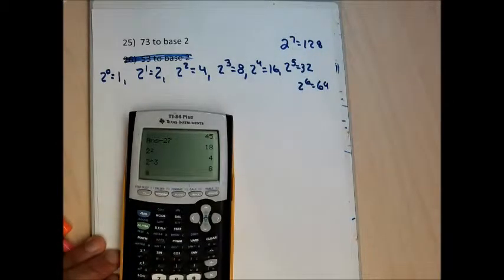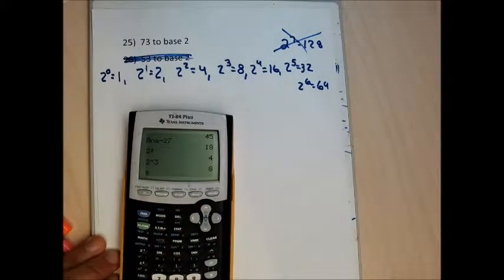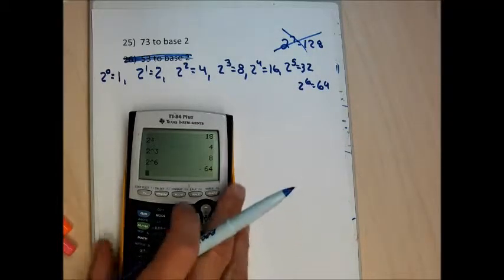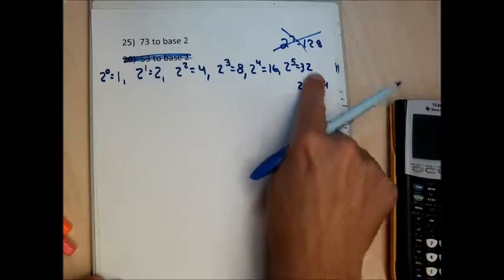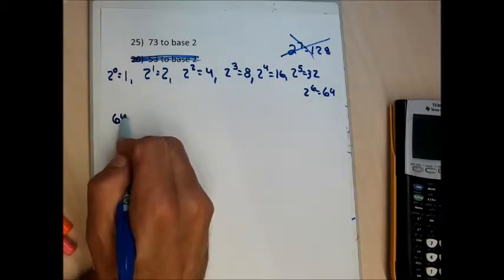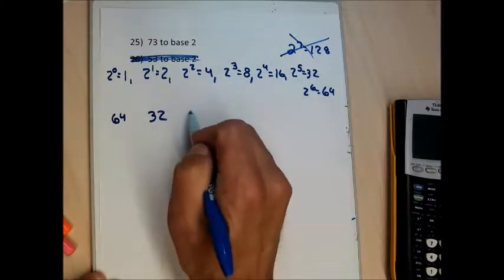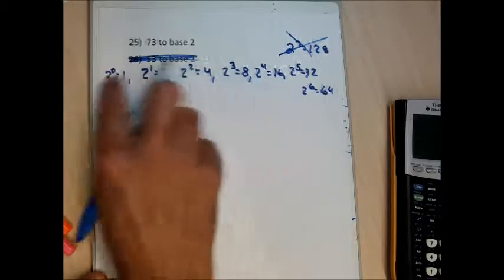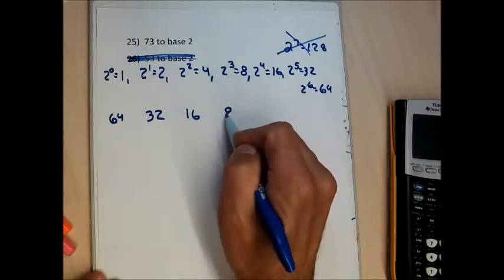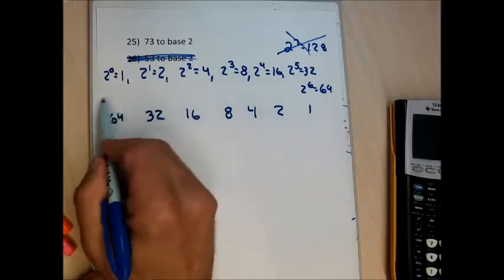So all the powers of 2 I need are here. 2 to the 6th is the last power of 2 that's less than 73. 2 to the 7th is bigger than 73, so I'm not going to worry about it. Now I'm going to try to leave myself some room. I'm going to write all these powers of 2 backwards. So I'm going to write 64, and then 32, 16, 8, 4, 2, and 1. And what do I do now?